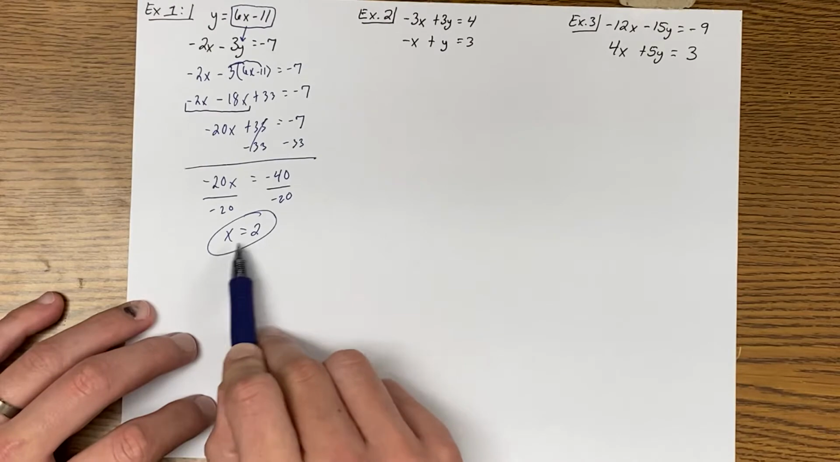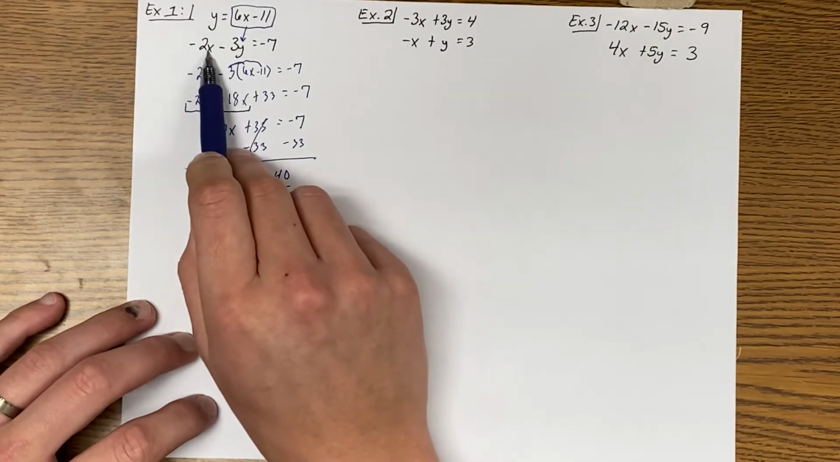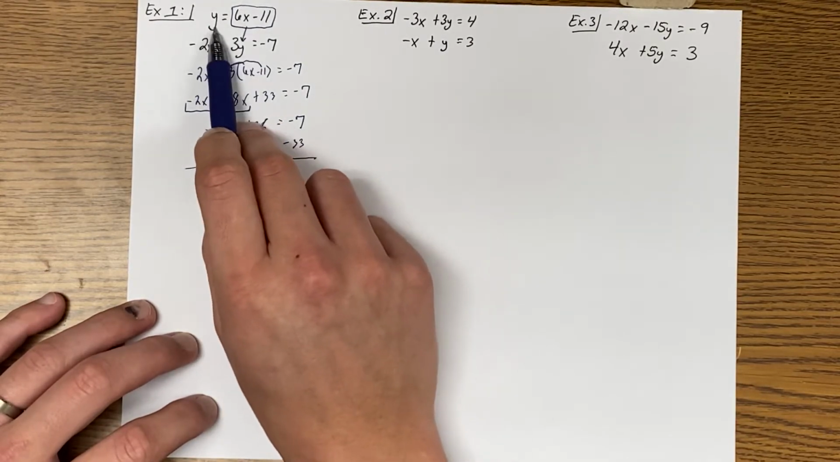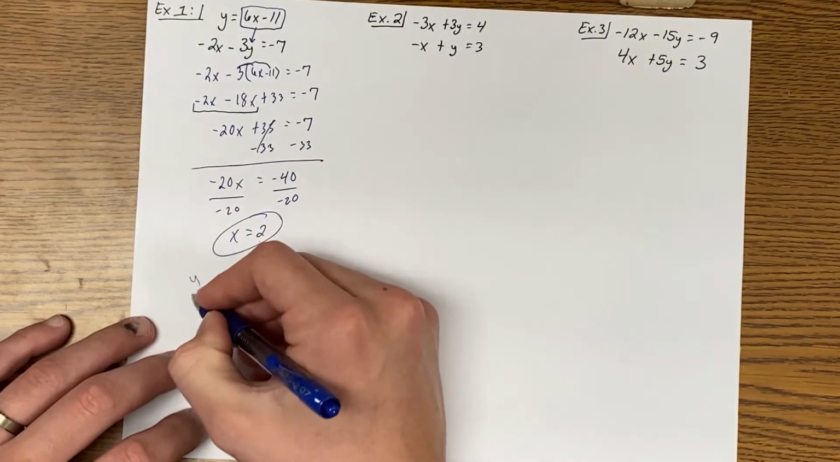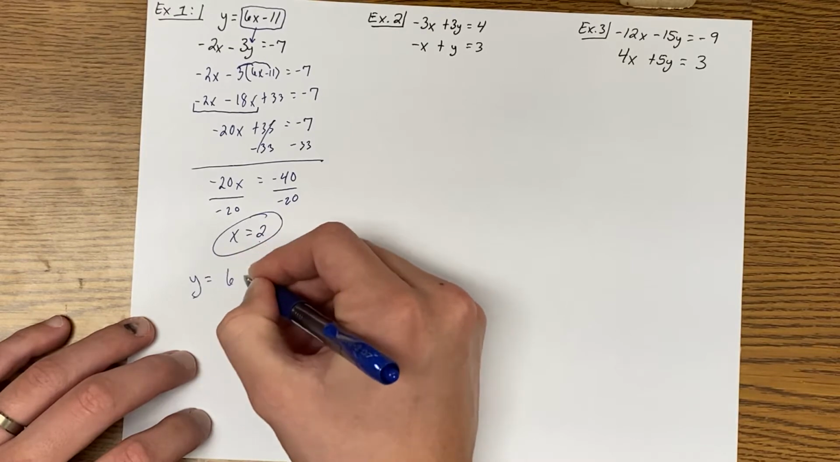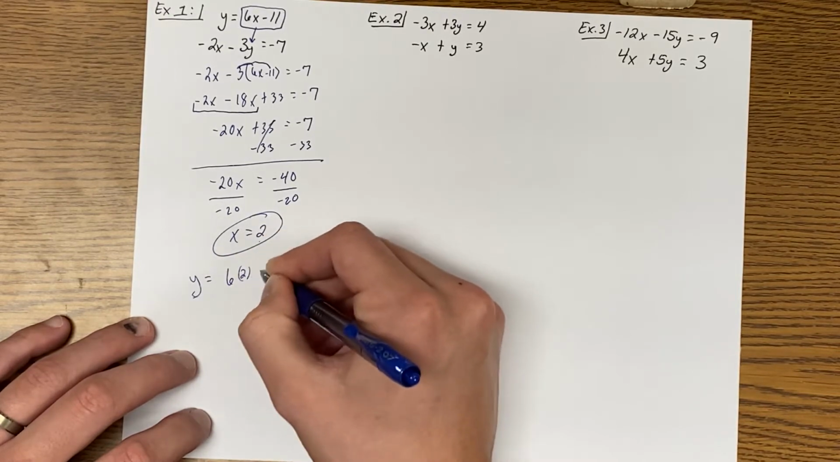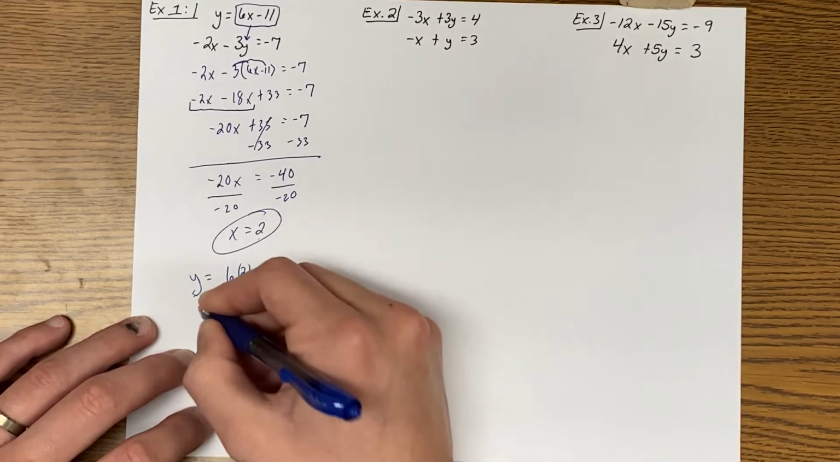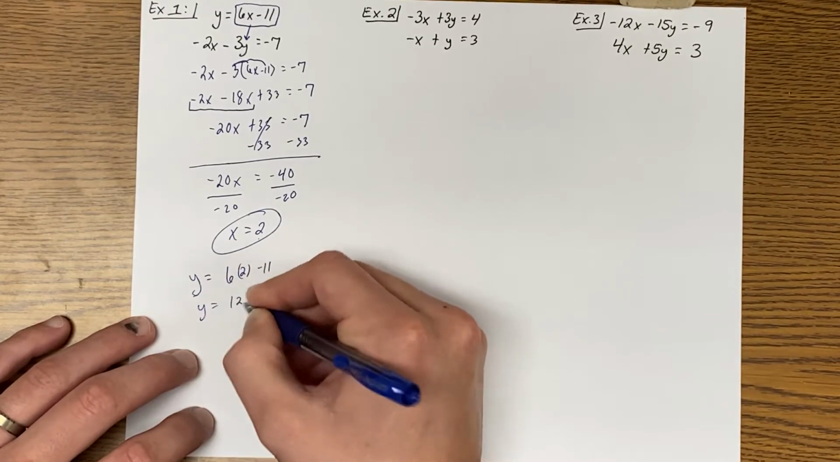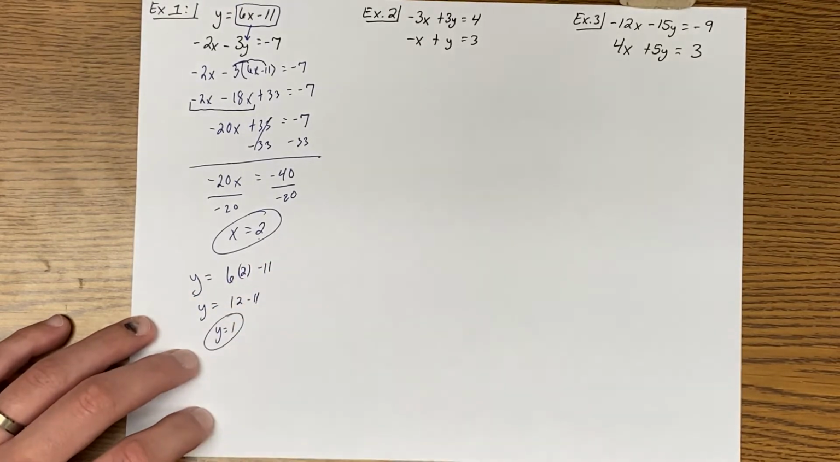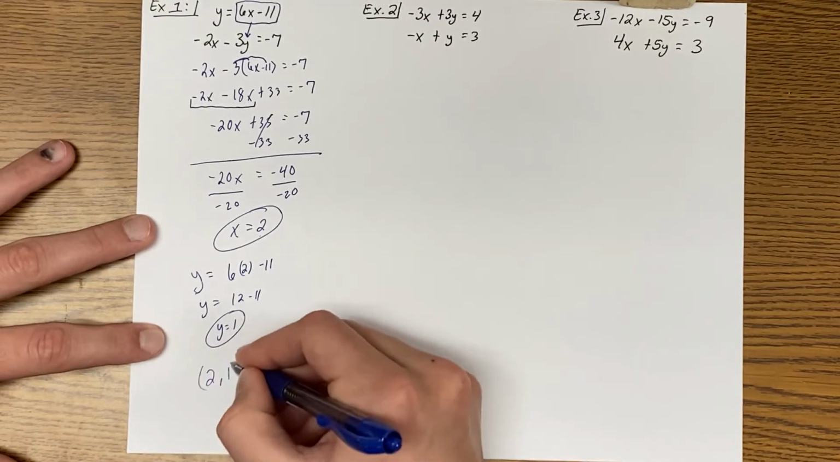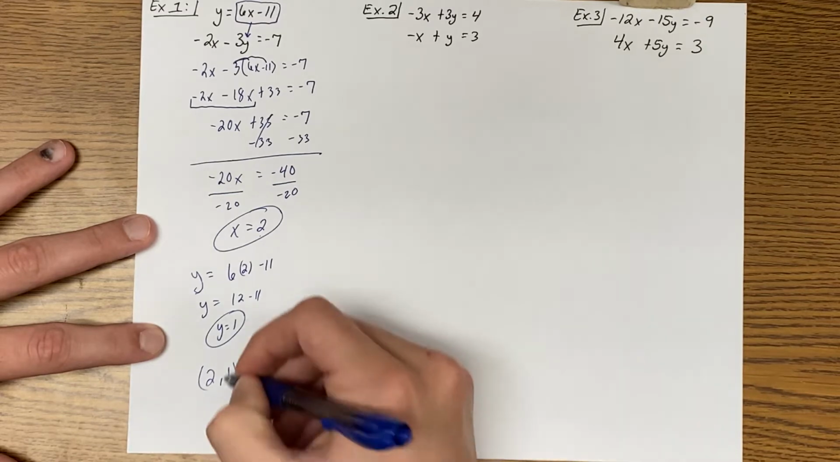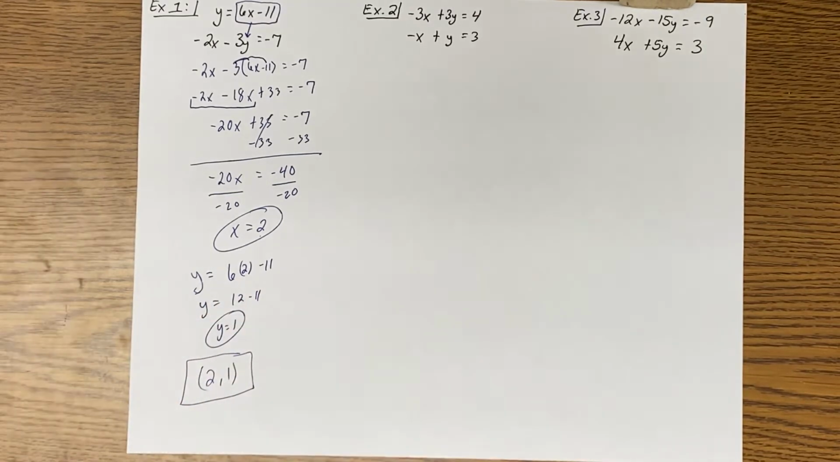So now we're going to take x equals 2, and we're going to plug it back into either this equation or this equation to solve for y. I would prefer the first one because it looks a little easier. So now I take y equals 6, and now instead of x, I write 2 because x is equal to 2, minus 11. So we get y equals 12 minus 11, and we get y equals 1. So my final answer, I would say, is 2, 1, because I'm trying to write it as an ordered pair. And we would say that there is one solution. That solution is 2, 1.